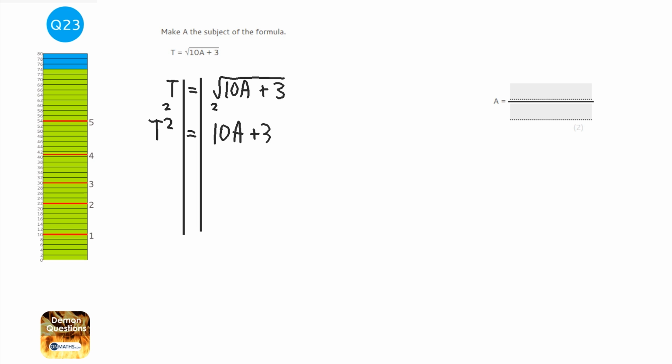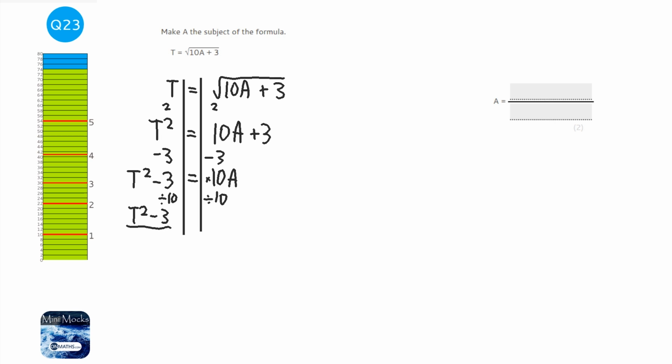and when I square the square root, it just gets rid of the square root. Okay, next I need to get rid of that 3, so I'm going to take away 3 from both sides. So we've got t squared minus 3 equals 10a. Then I'm going to get rid of that 10. Now that's a times 10 there, so I need to divide both sides by 10. Now I could divide the t squared by 10 and the 3 by 10, or I can just write it as a fraction, which is a lot easier. So just put the whole thing over 10. So therefore a equals t squared minus 3 over 10.